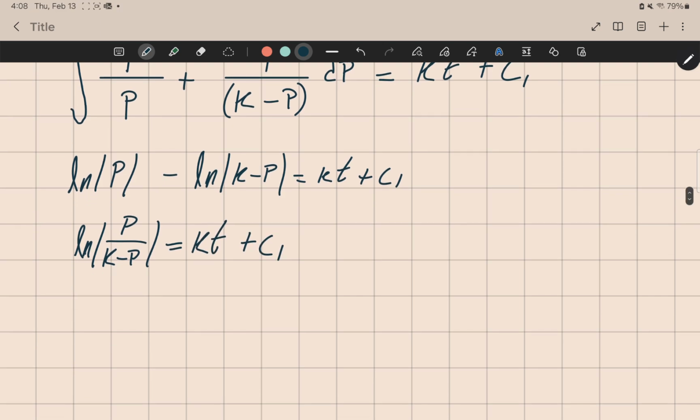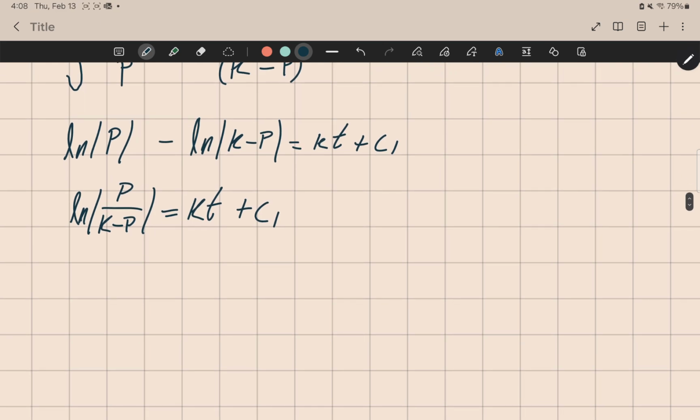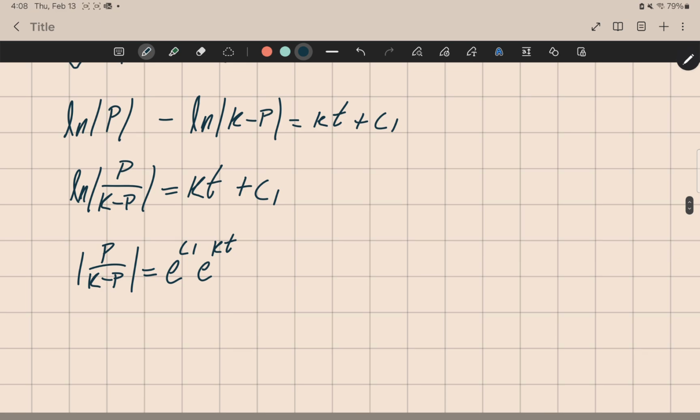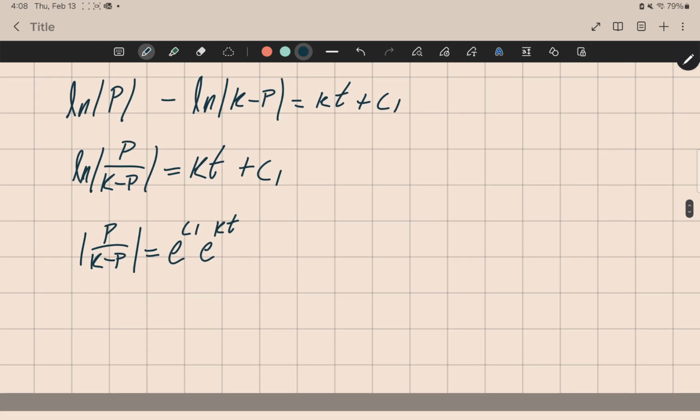And at this point, I am going to exponentiate the function. So if I put an e under everything, the natural log is going to go away. Don't forget not to lose those absolute value signs. Set that equal to e to the c1 multiplied by e to the kt. And then I'm going to get rid of those absolute value signs. We're going to have our first c change here.